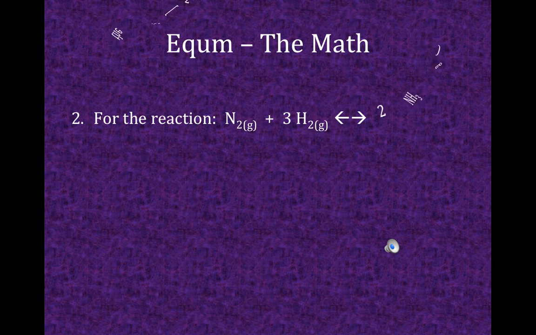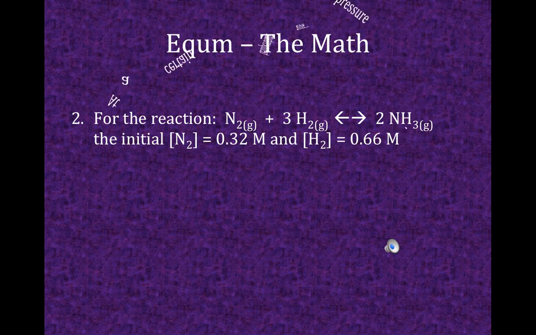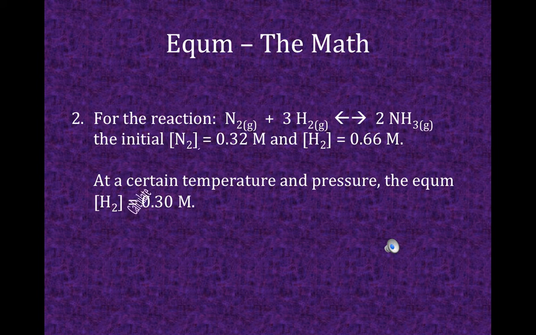Let's see how we're chugging away here. Well, we have a friendly reaction here. And we are told we have these initial concentrations. We have this equilibrium. And we are given the hydrogen concentration at the end. So in fact, we're going to have all the information we need to avoid any serious algebra. We're going to write this equation out. We're going to write ice. And we're going to plug in numbers.